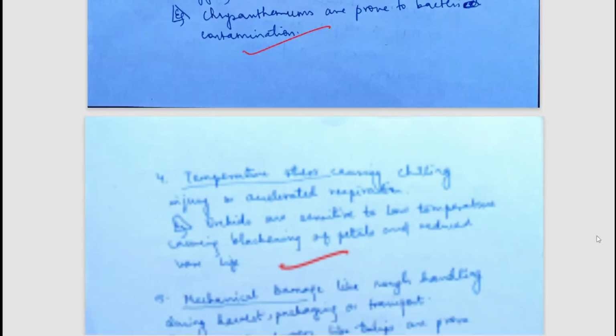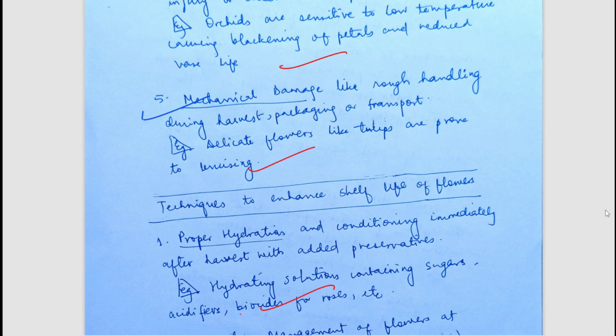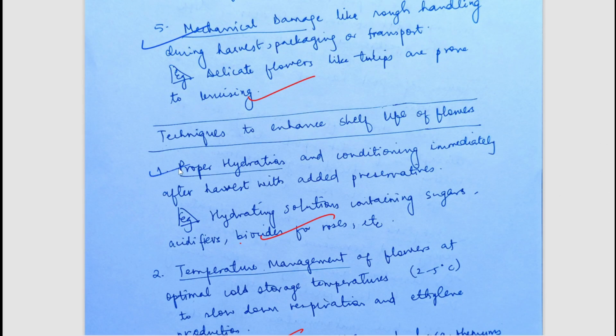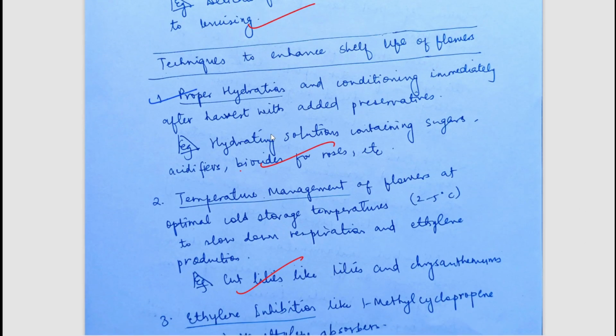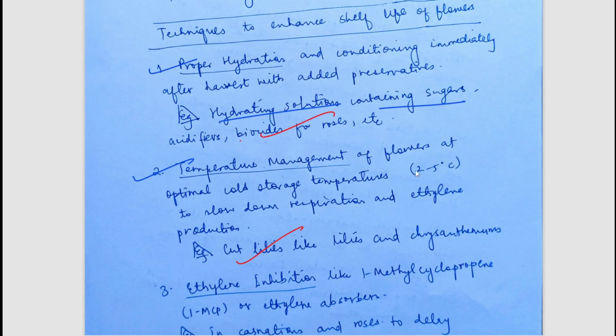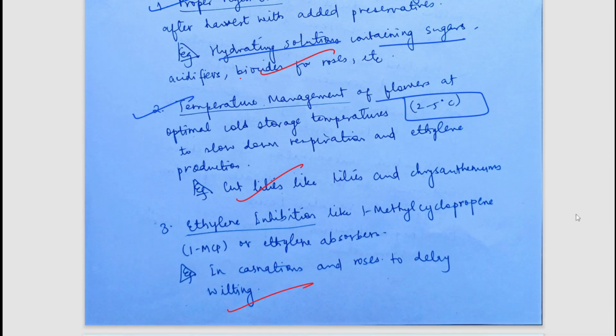Microbial contamination could be there. Temperature stress could be there. Mechanical damage could be there. And how can we enhance shelf life of flowers? Through proper hydration, that is proper water content is available to flowers. Hydrating solutions can be used, sugars can be used. Okay, temperature management needs to be done. We always tell 0 to 5 degrees, the temperature should be maintained, and not towards 0, because freezing temperatures are not that good also. Okay, 1 to 5 or 2 to 5 is a good range of temperature.